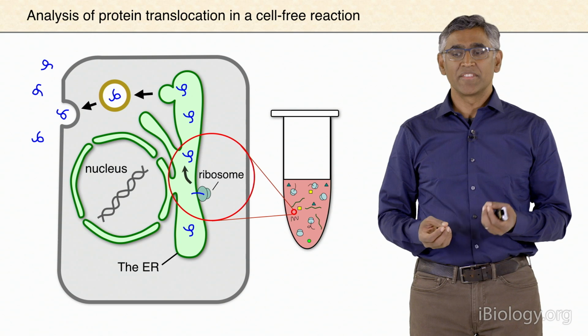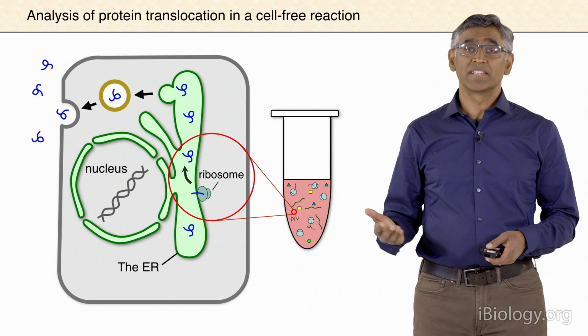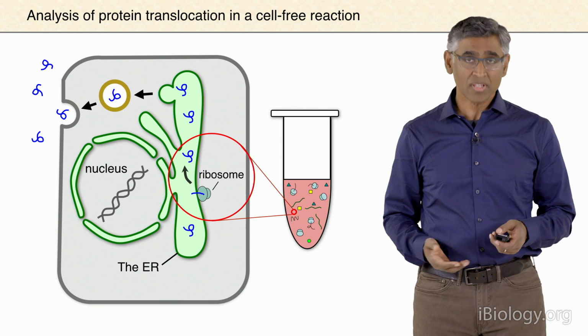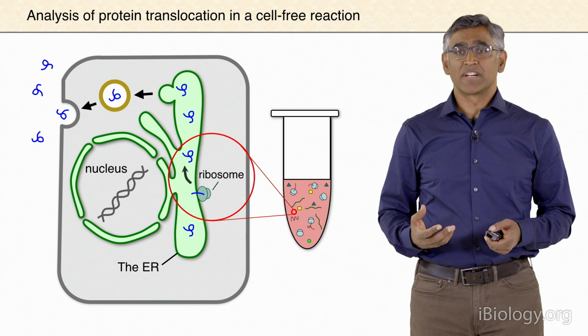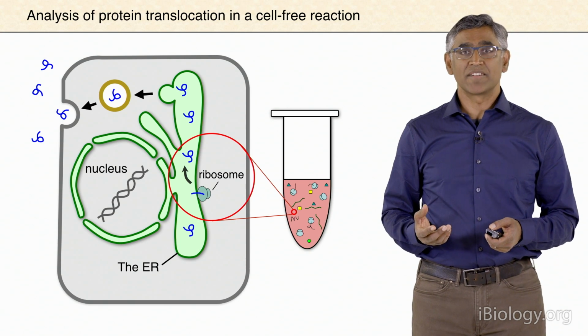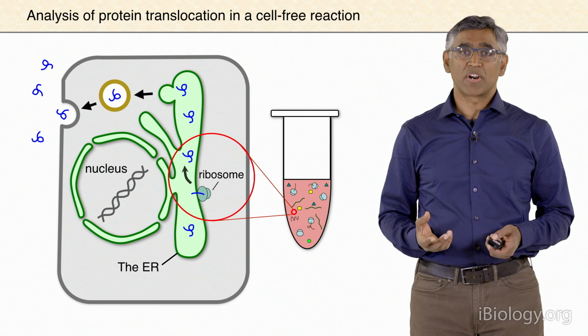Because if you could, then you could manipulate those components to try to understand the sequence of events that lead a protein from the cytosol into the endoplasmic reticulum. So this is exactly what was done by Bernard Dobberstein and Günter Blobel in the 1970s. And what they did was they isolated the different components needed for this process.